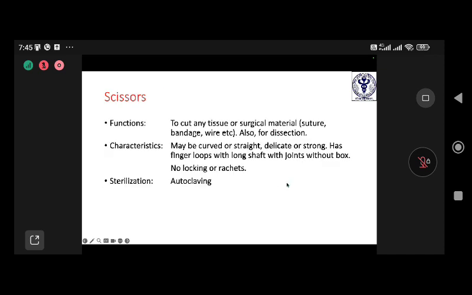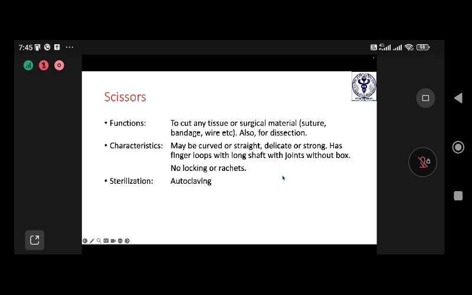Let's come to the scissors. What is the function? Essentially to cut any tissue or surgical material. It may be a bandage also, it may be suture also, but most of the time there are two functions. One is cutting different kinds of tissue. So depending on that, again, you will have the description of the scissors. You can have Potts scissors, which are used for vascular surgery because they are angled and have the advantage of approaching at a particular angle.